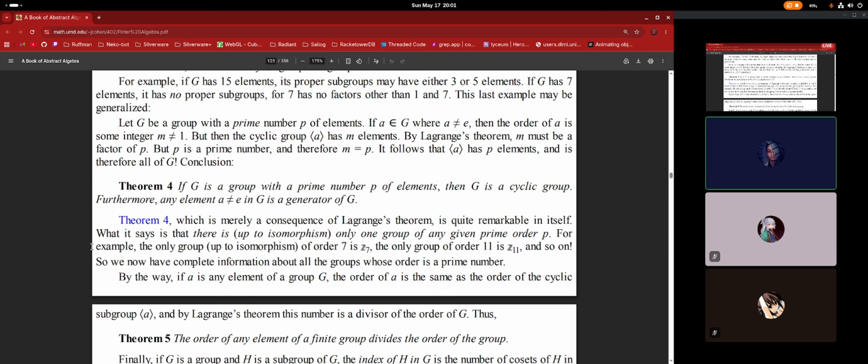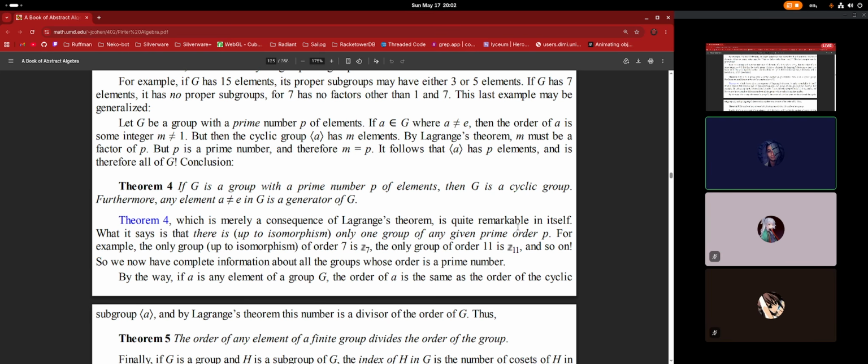So what it says is that there is, up to isomorphism, only one group of any given prime order p. For example, the only group up to isomorphism of order 7 is the integers modulo 7. The only group of order 11 is the integers modulo 11, and so on. So we now have complete information about all the groups whose order is a prime number. Wild stuff.